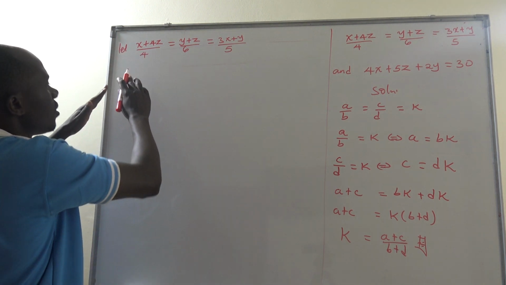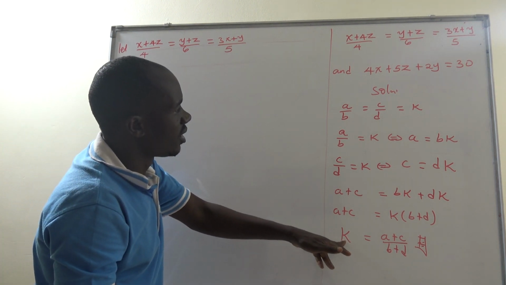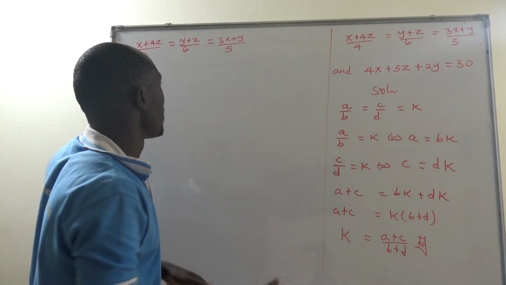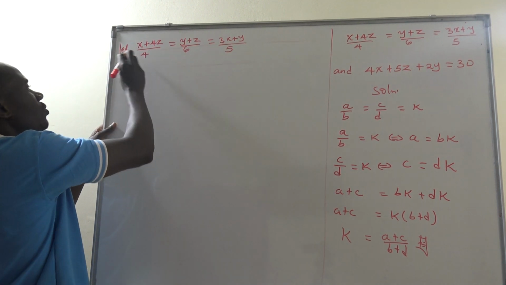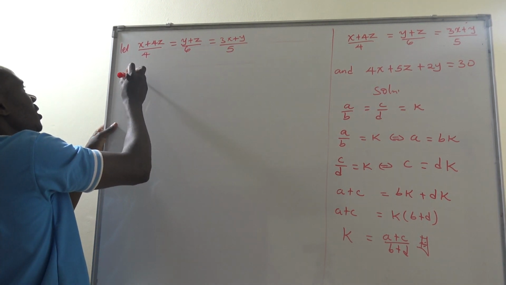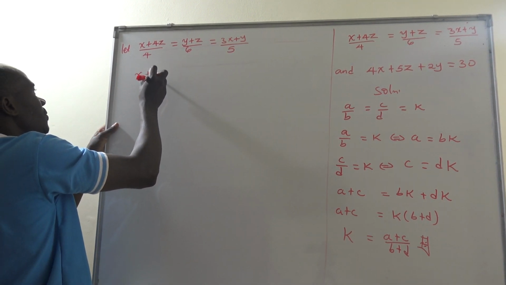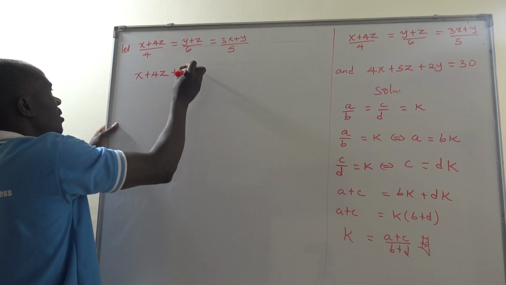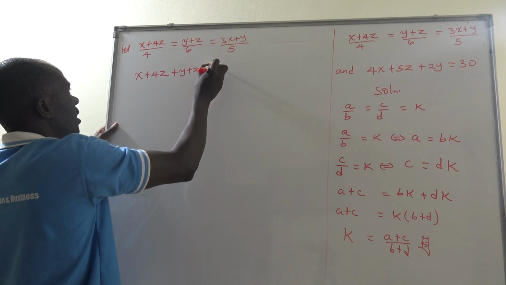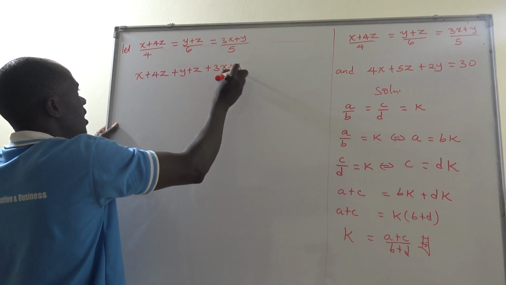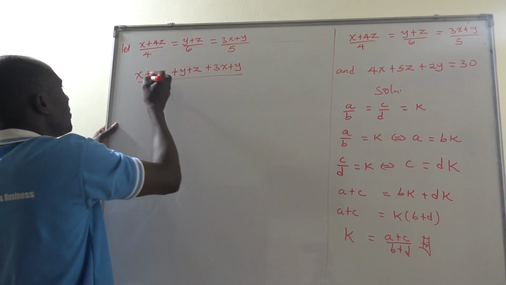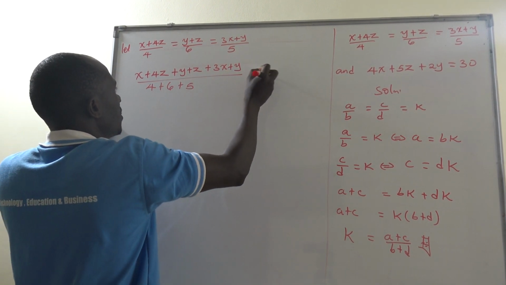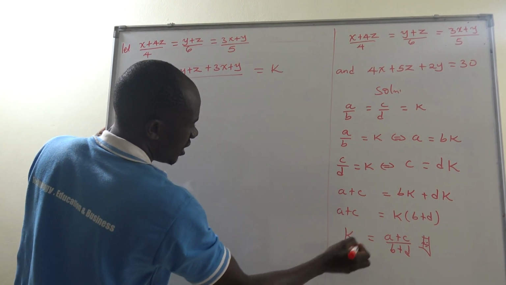What you do, you have already seen that with this k, it came out as a matter of adding the numerators and adding the denominators together. So the same story is going to happen here. We are going to add the numerators. We are going to say x plus 4z plus y plus z plus 3x plus y all over 4 plus 6 plus 5 equals the constant k, which is already here.